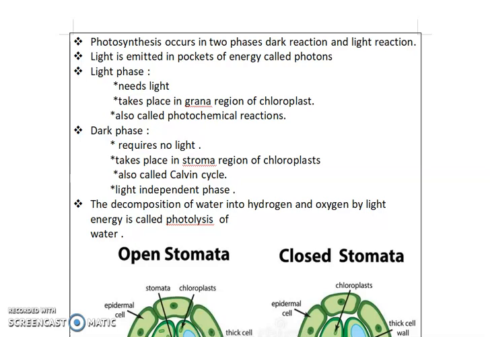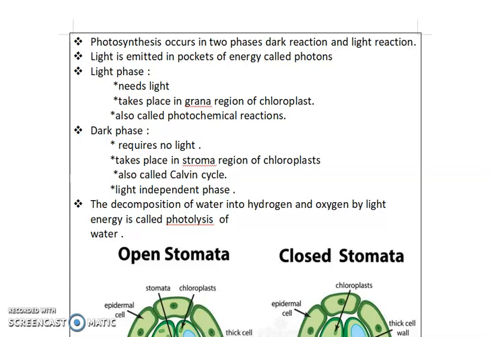Next, the light is emitted in pockets of energy called photons. The light phase is when photosynthesis takes place in the presence of light. See, there are some important points. The light phase needs sunlight, and it takes place in the grana region of the chloroplast. In chloroplast there is a region called grana, so it takes place only there, and it is also called photochemical reactions.